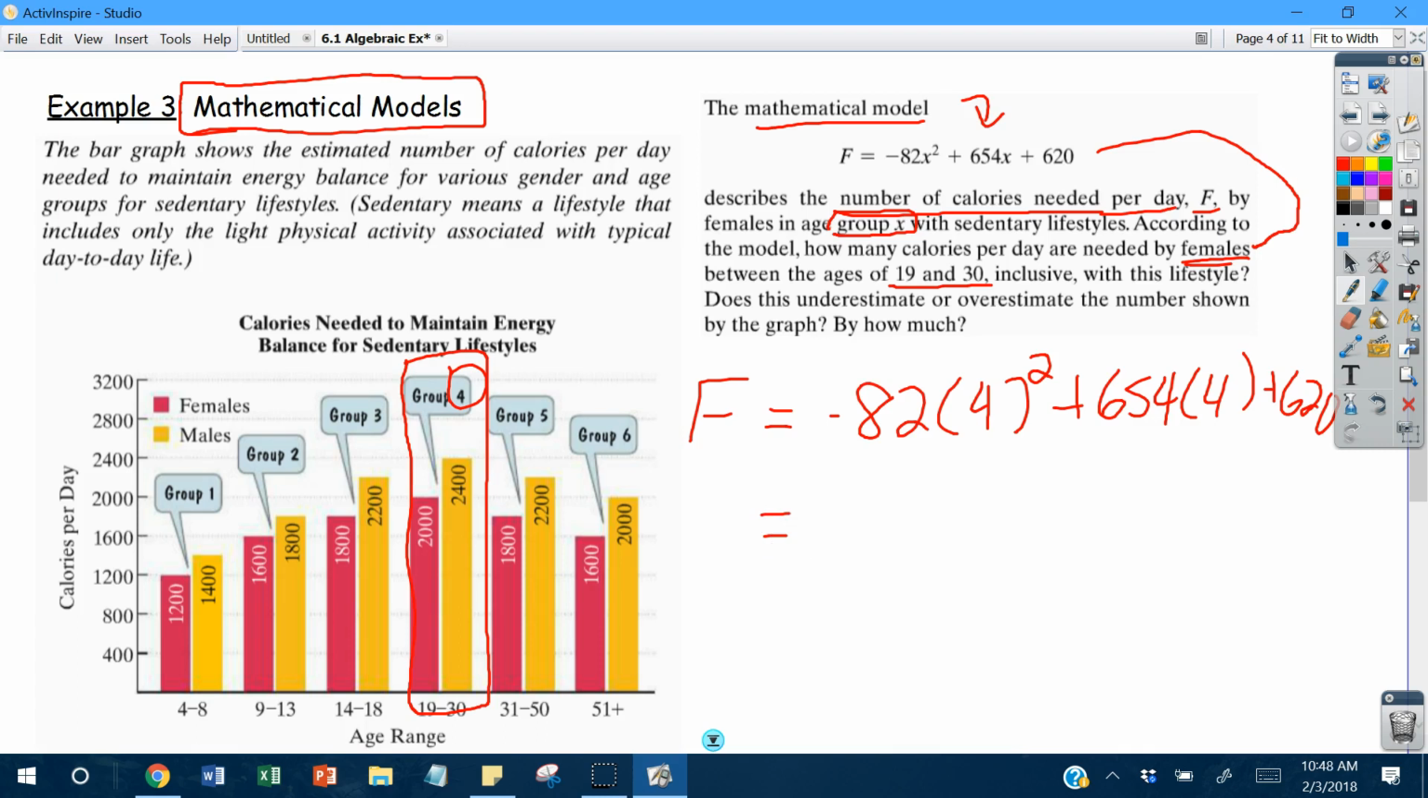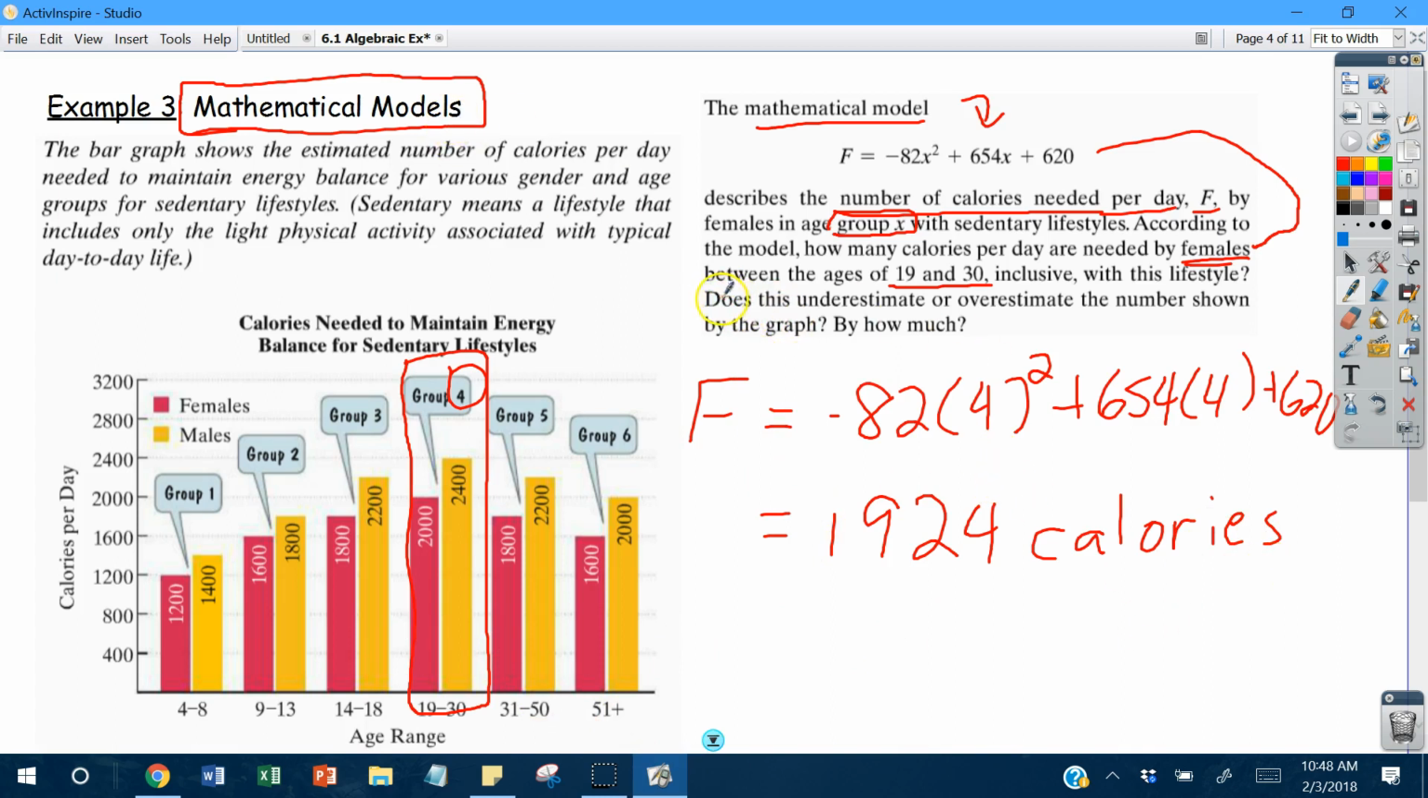I'm going to punch all this in my calculator exactly the way I wrote it, and I end up with 1924. So if you punch all this in the calculator with the parentheses and negative signs exactly, you get 1924. And this is the amount of calories that females between the ages of 19 and 30 need. Or maybe it's an approximation.